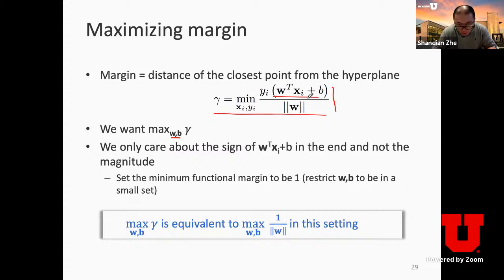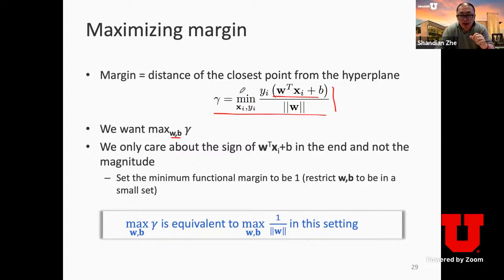So that means it's not necessary for us to search over the entire space for W and B, right? We can restrict them to a very small subset, but for an arbitrary W, B setting, you can find the equivalent setting within the small subset by the corresponding scaling. That's the key idea. So how can we restrict the search space?